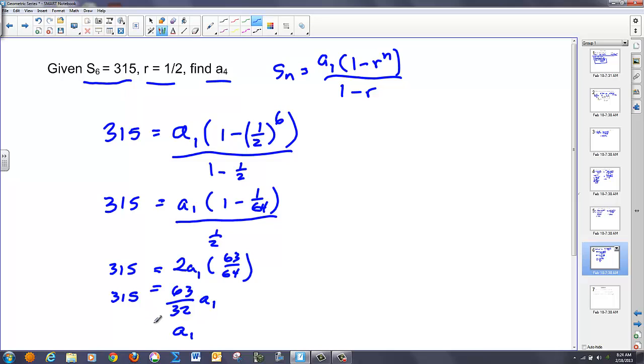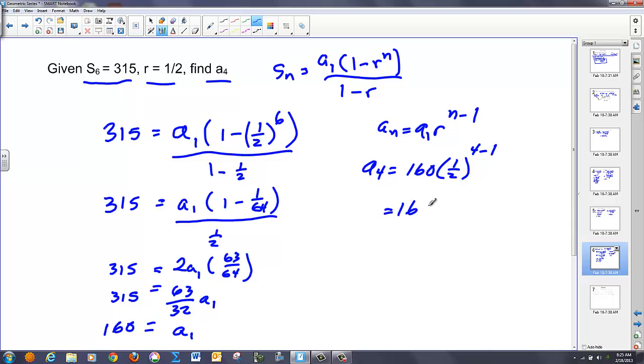So the first term is then equivalent to 160. As I said before, we're now going to use the nth term is equal to the first term times the ratio to the n minus 1, and say that, well, we're looking for the fourth term. That's going to equal my first term of 160 times my ratio of a half raised to the 4 minus 1 power. Or in this case, 160 times 1/8, which gives us a fourth term of 20.